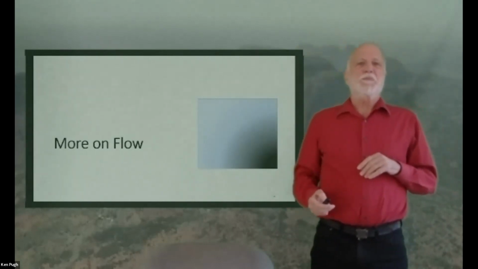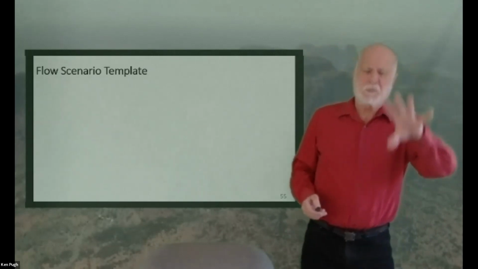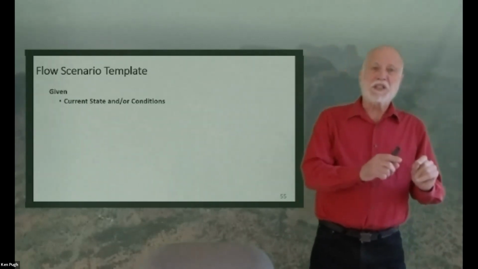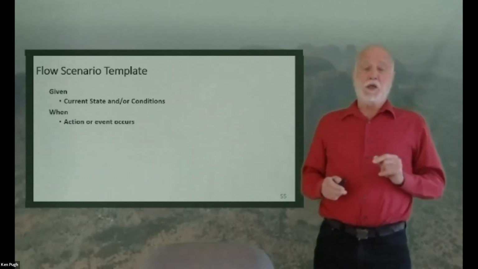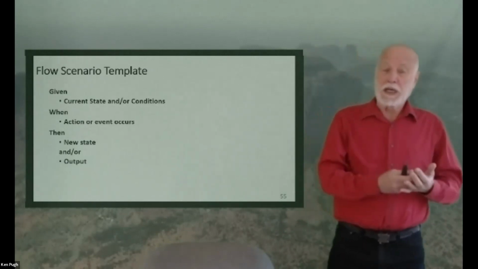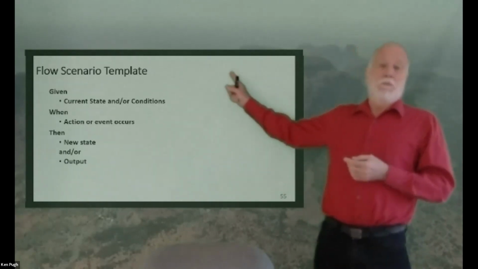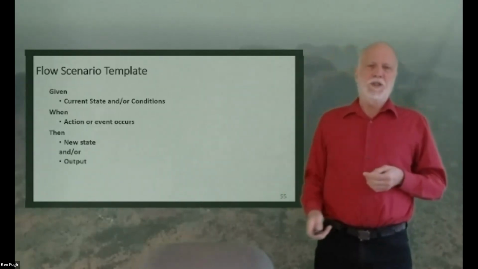So, a little bit of flow. We have our flow scenario. Given the current state or the conditions, when an action or an event occurs, then we're either going to get a new state or we're going to get an output. So a state, action, and a new state.